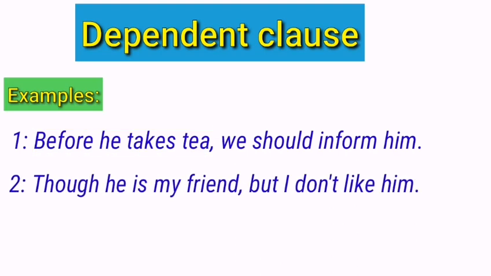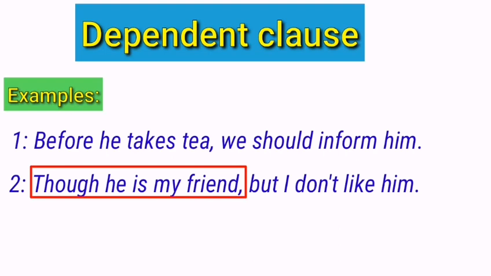Though he is my friend, but I don't like him. Again, look at this group of words, though he is my friend, is a dependent clause. You can see that it is a group of words, and it has its own subject, he, and a verb, is. But still, it cannot stand alone, because if you say this part of a sentence alone, then it does not give us a complete meaning. So, this part of a sentence is a dependent clause.